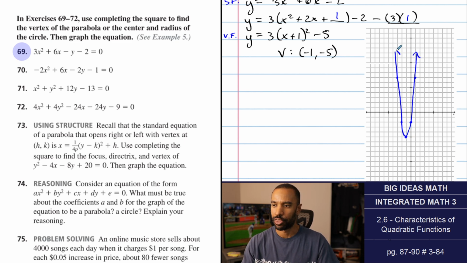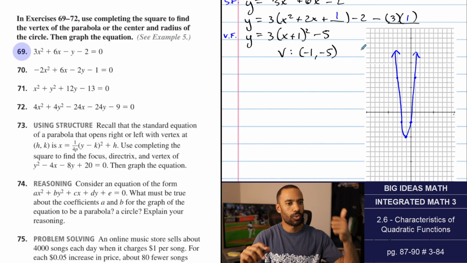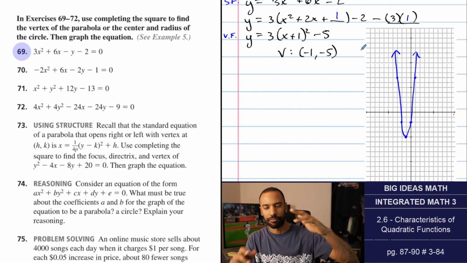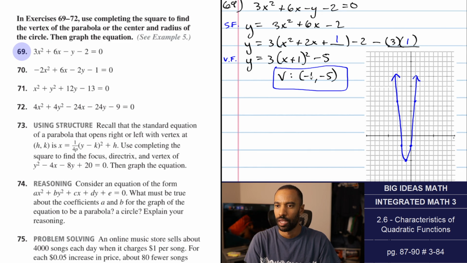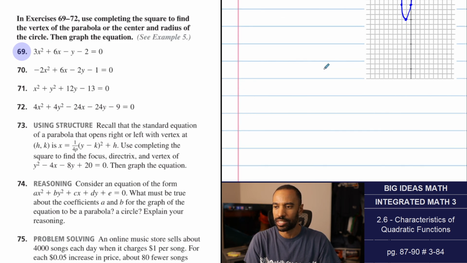Okay, let's see if we did everything we were supposed to. Use completing the square to find the vertex, then graph. Yes, okay. Here is the vertex, by the way. All right, let's go to number 70.